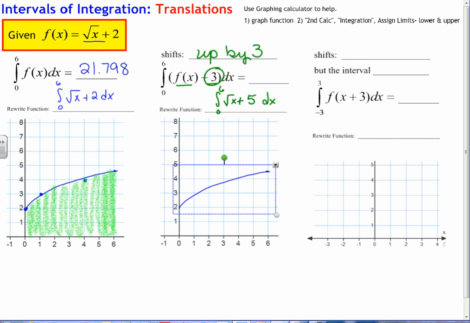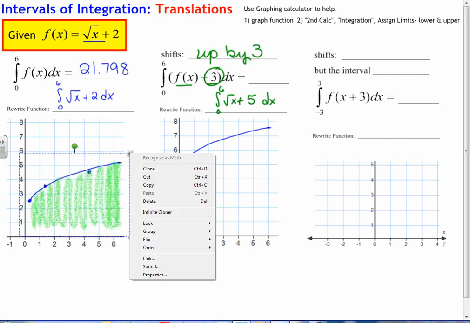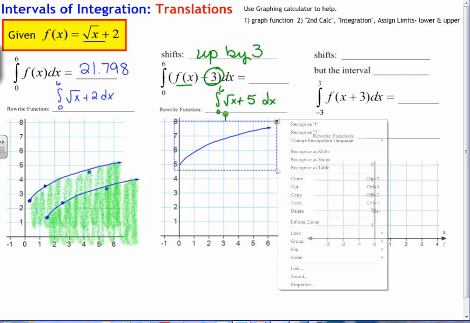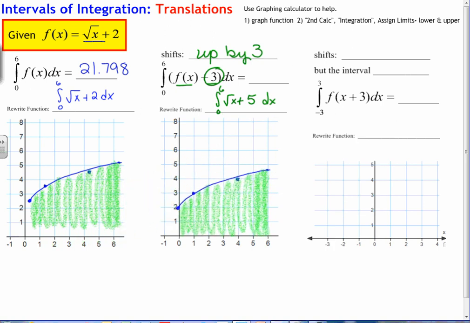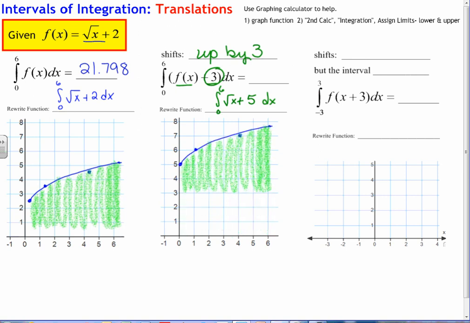We know we are adding 3, so a vertical shift. There's 1, 2, 3, it vertically shifts up by 3. You could tell me the value of this integral without having to go to the calculator. Even better would be to pull all this together. Let's clone all of that. I think this will be visually a better example. There's that function. Let's shift it up by 3. So it was at 2 over here on the left, and now it's going to raise up to 5. There's the area, and this area comprised 21.798 square units.